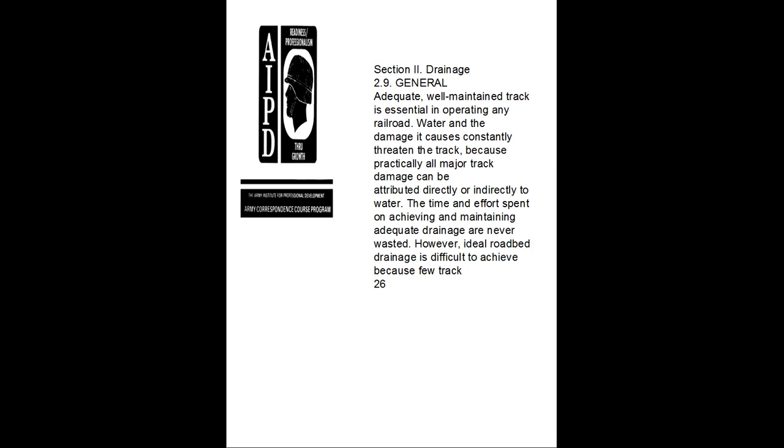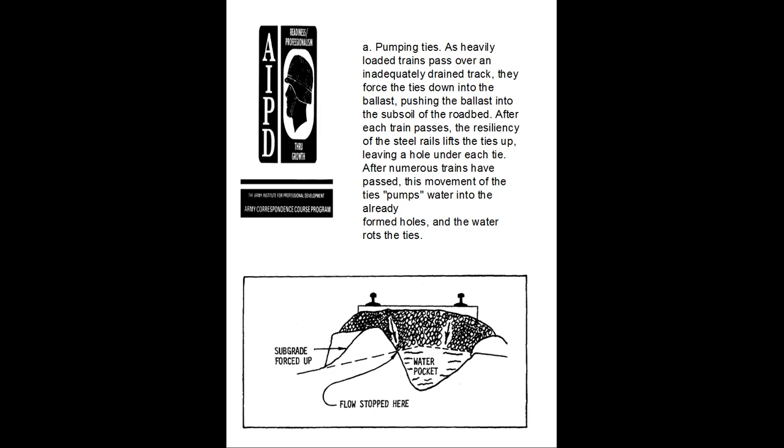However, ideal roadbed drainage is difficult to achieve. Pumping ties are heavily loaded as a train passes over a track with inadequate drainage. This forces the ties down into the ballast, pushing the ballast into the subsoil of the railroad bed after each train passes, due to the resiliency of the steel rails.